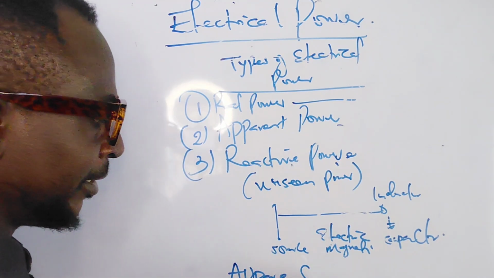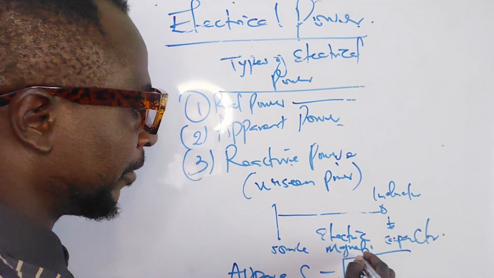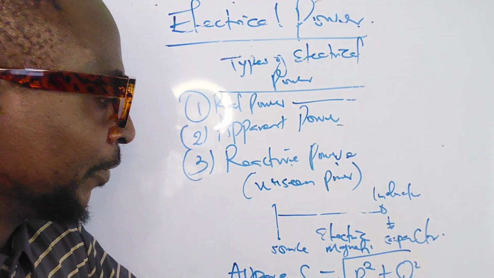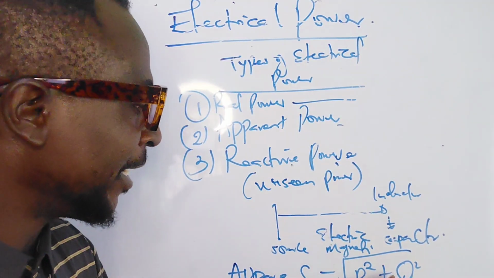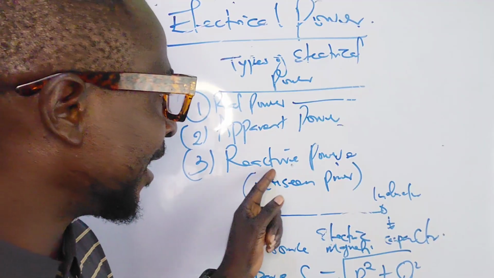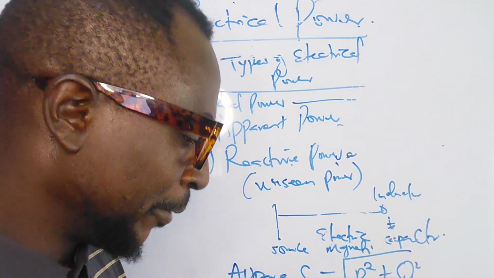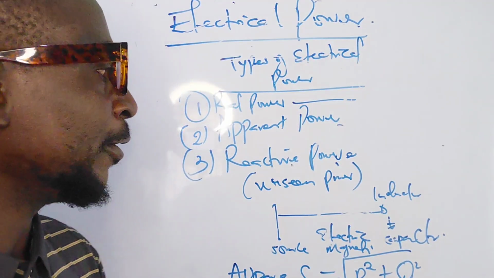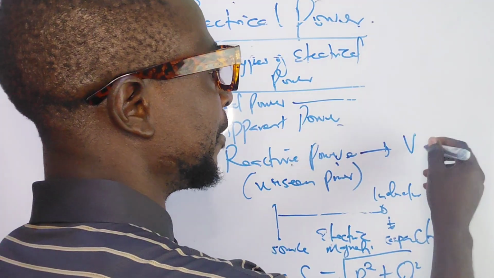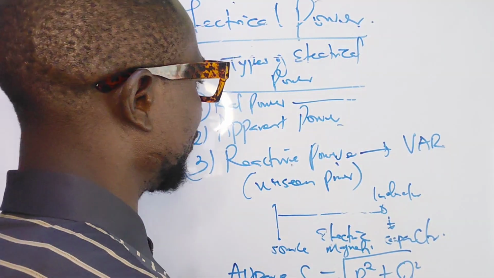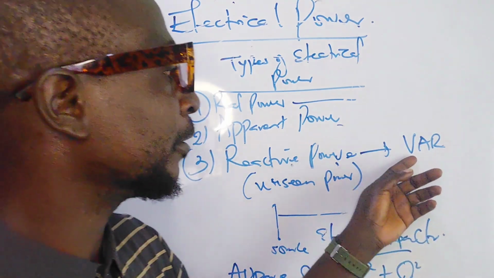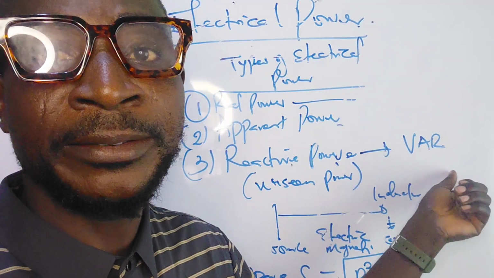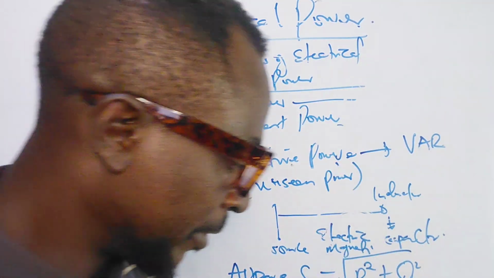So mathematically, apparent power S is equal to the square root of real power P squared plus reactive power Q squared. So in a circuit where the reactive power is equal to 0, it means the apparent power is equal to real power. Don't forget, reactive power is measured in Volt-Ampere Reactive, that is VAR.